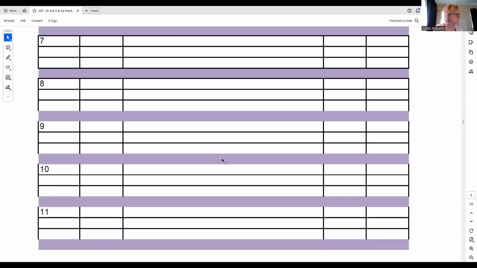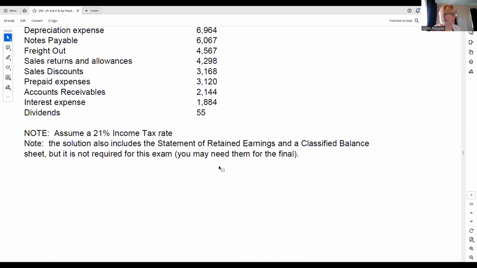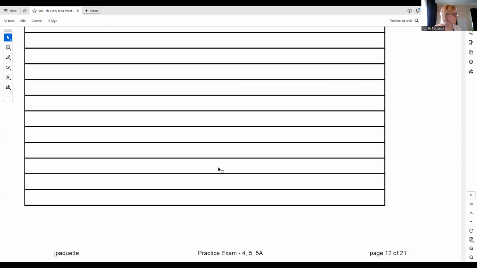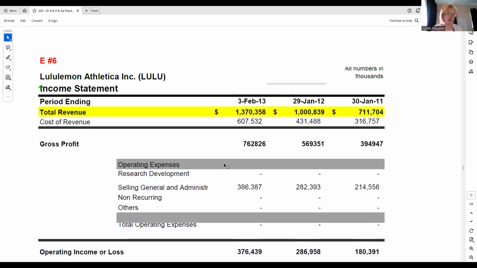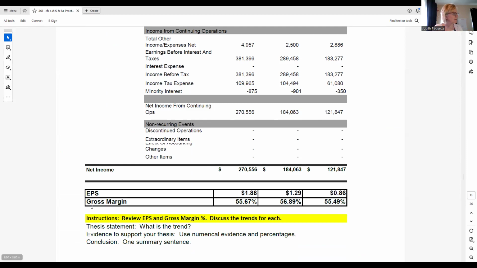And you guys see the solutions now, right? So we're just kind of answering questions about why the solution was what it was. All right. So we're still working with the same income statement that we did with our last practice exam. And I gave you total revenue, and I gave you EPS, $1.88, $1.29 and 86 cents, gross margin 55.67, 56.89, and 55.49. So Yelena, I would ask that if it's provided, you don't have to calculate it.